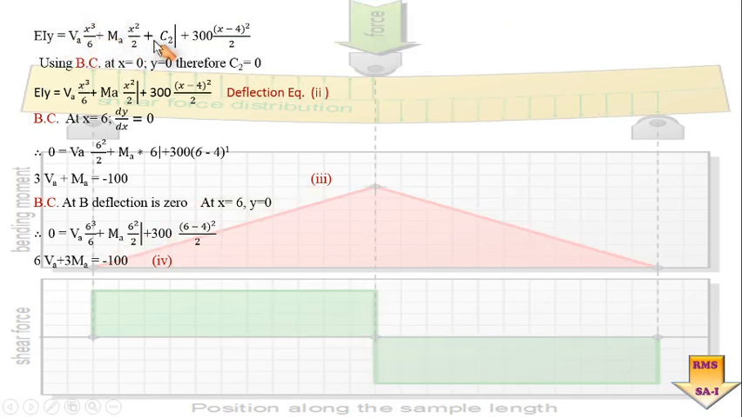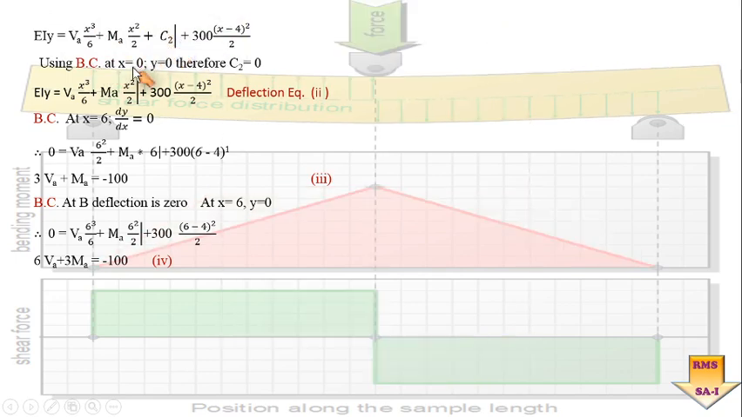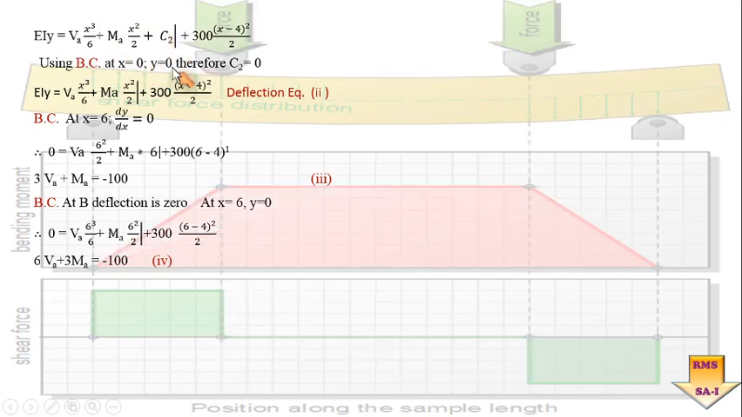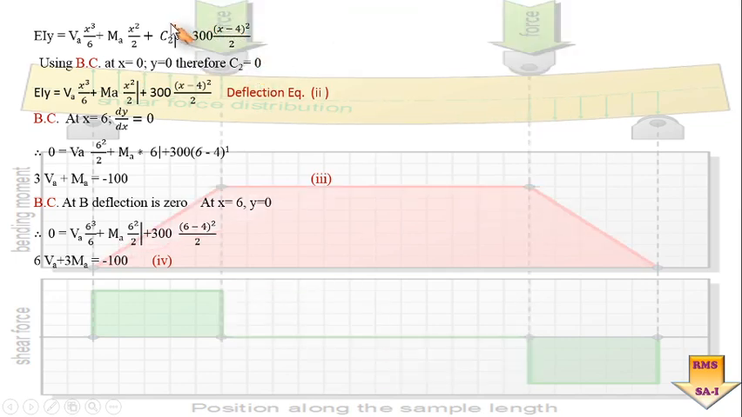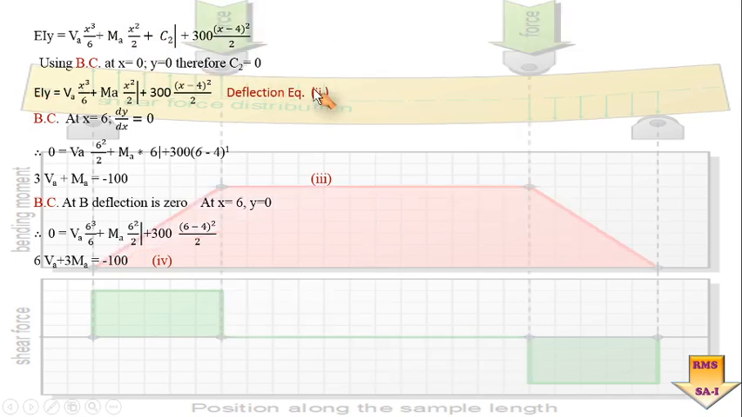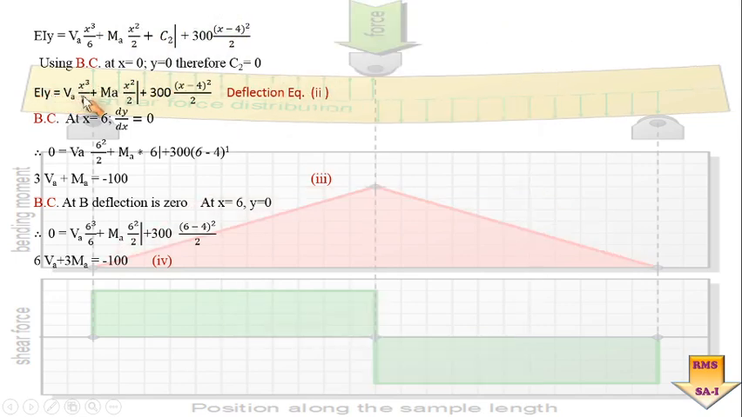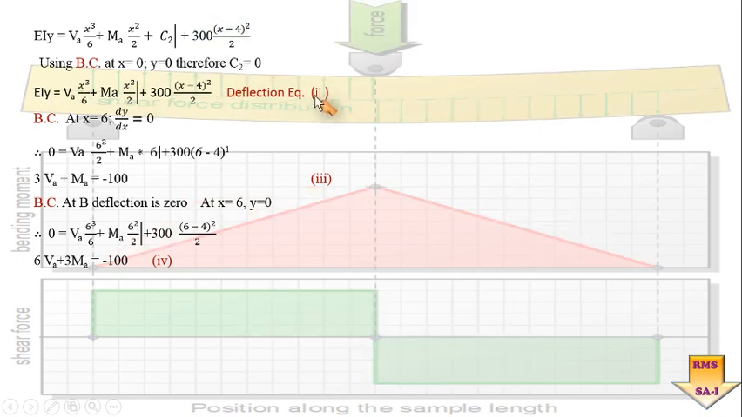So here C2. This particular value of C2 can be found out by the boundary condition at x is equal to 0, y is equal to 0, therefore C2 is equal to 0. Again back substituting in here, you will have a fresh equation for the deflection. So this is how we have found the equation for the deflection, calling it equation number 1.